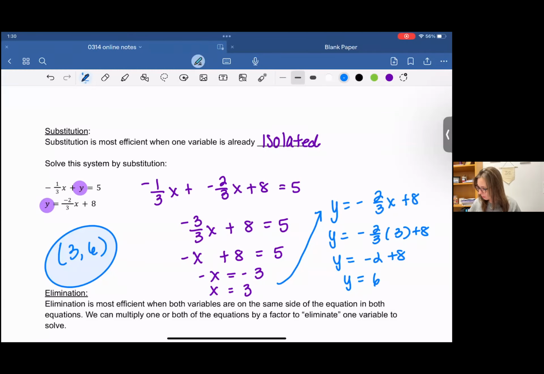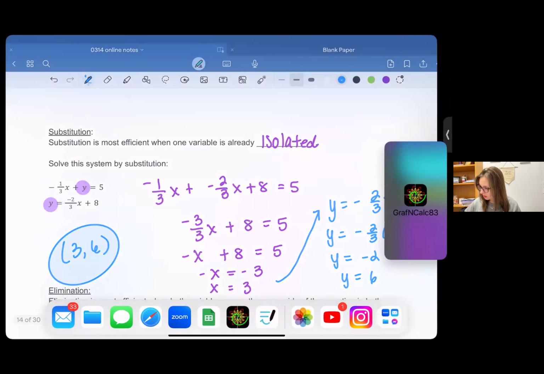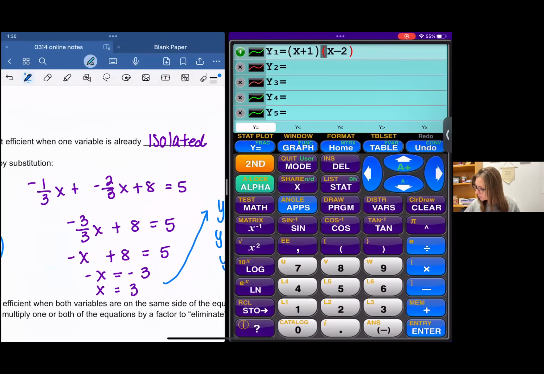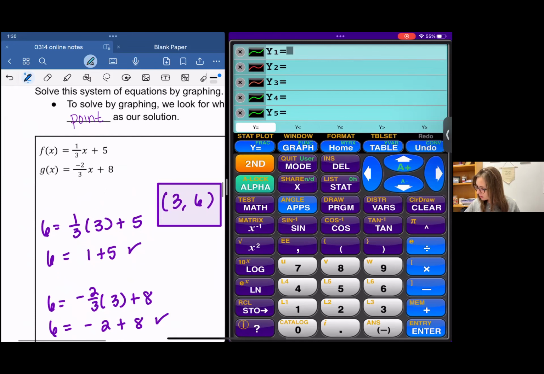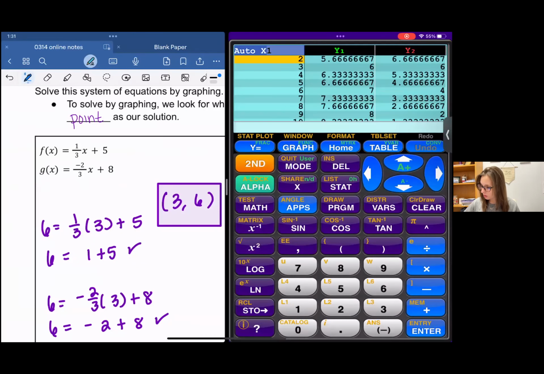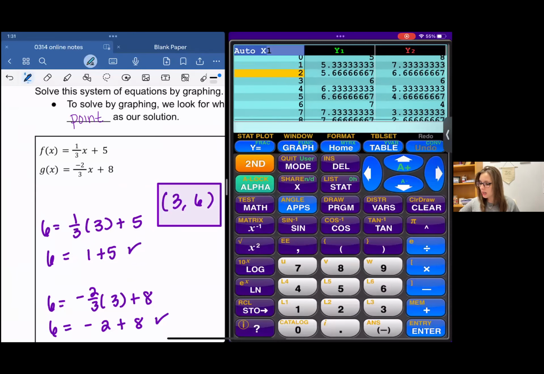So I want to pull something up really quick before I go into the next one. I'm going to go to y equals, and type in 1/3 x plus 5. And then I'm going to type in -2/3 x plus 8. I'm going to go to the table. If we look at this table, the green, y1, is the first line that I typed in, and y2, the red one, is the second line that I typed in. And the far left, the x values, those are just x.